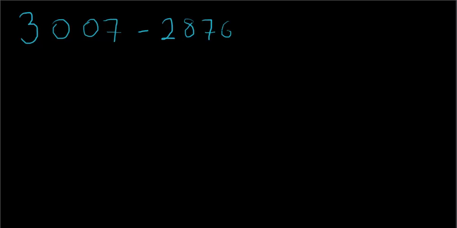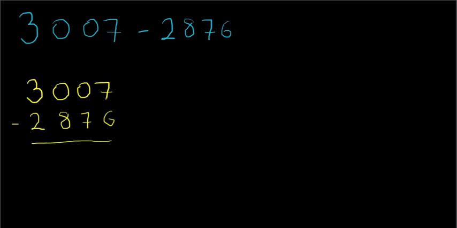Okay, final example. This is going to really test us now. 3,007 take away 2,876. Now the reason this is testing us is because of the question, how do we deal with those zeros? Well, let's see how we do it. Let's lay it out in the column method as usual. 3007 take away 2876. This time alignment's easy because both numbers have the same number of digits.